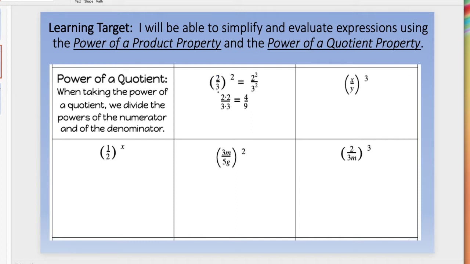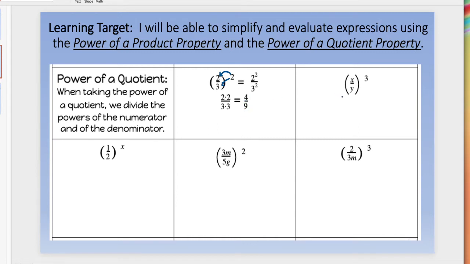We have 2/3 raised to the second power. So just as we did before, when taking the power of a quotient, we divide the powers of the numerator and of the denominator. To put that in simple terms, the way that I remind myself is that if I have an exponent on the outside of the parentheses, I distribute it to everything inside the parentheses. So both the numerator and the denominator get the exponent. Notice I raise the 2 to the second power, and I also raise the 3 to the second power. And when I evaluate and simplify, I get 4/9.